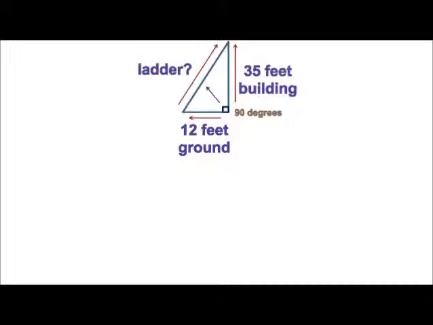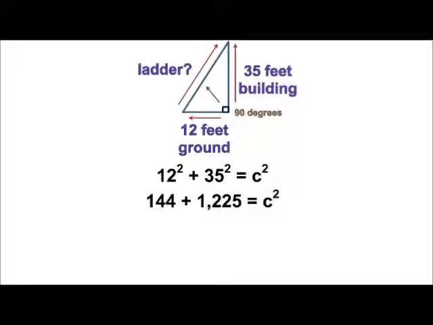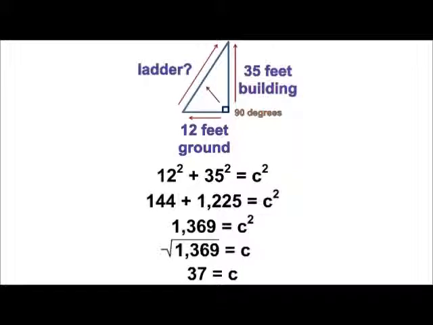She is 35 feet up, and the ladder is 12 feet away from the building. Both of these amounts are the legs, so you'll have to find the hypotenuse. The equation will look like this. 12 squared plus 35 squared equals C squared. Well, 12 squared equals 144, and 35 squared equals 1,225. You add those together, you get 1,369. Well, since it's C squared, you'll have to take the square root of 1,369, which equals 37. So the ladder has to be 37 feet long.